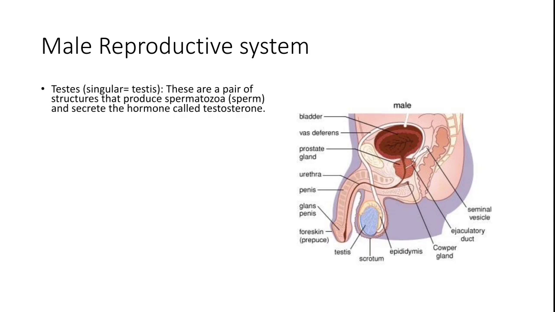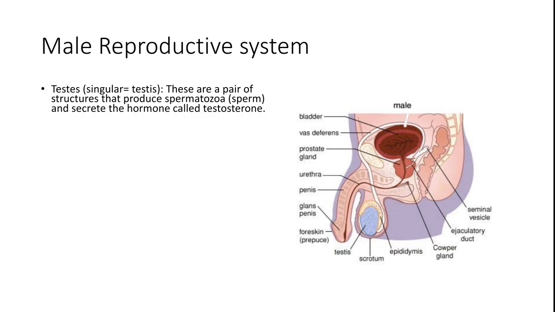All right, testes, singular testis. Remember, these are male gonads. These are a pair of structures that produce spermatozoa, also known as sperm, and they also secrete the hormone called testosterone. So the testes, they are the main guys. They are the ones that are responsible for producing sperm. These are the male gonads found in the male reproductive system. So their function is to produce sperms and to also secrete a hormone.